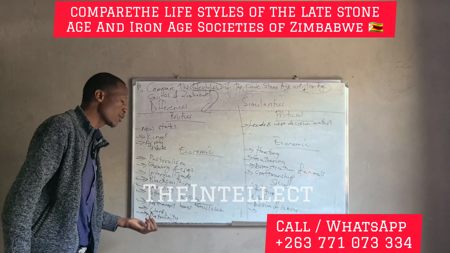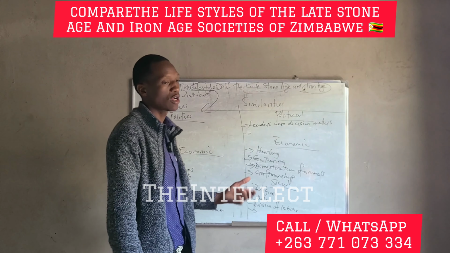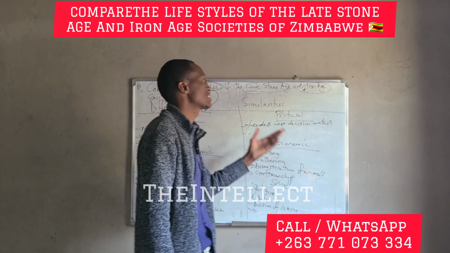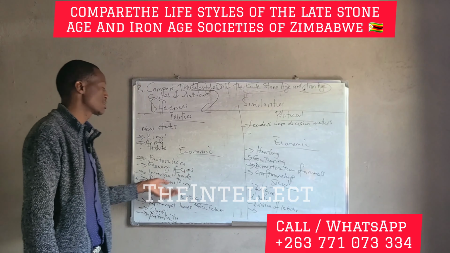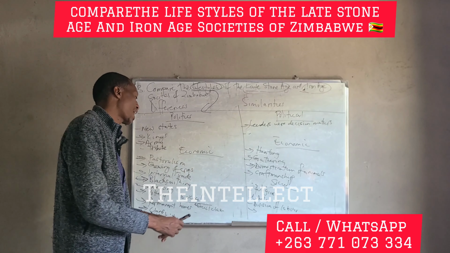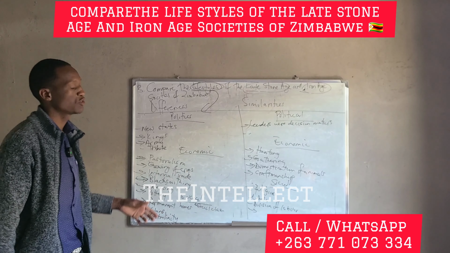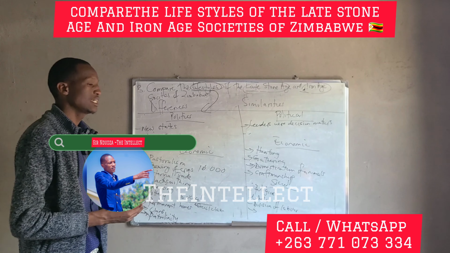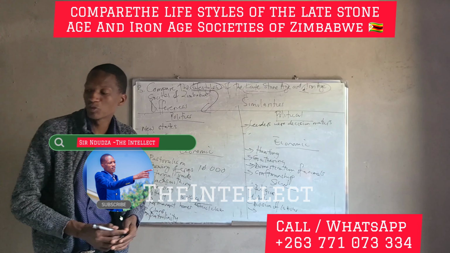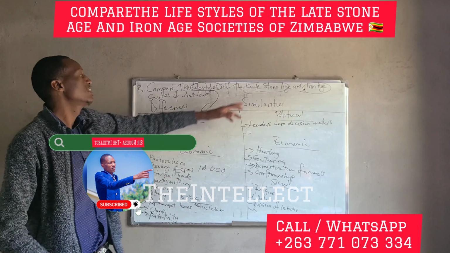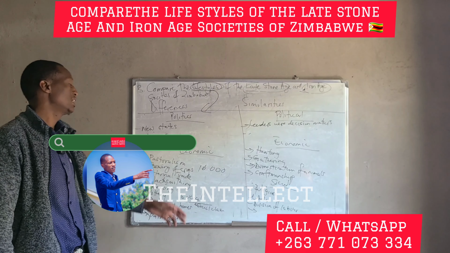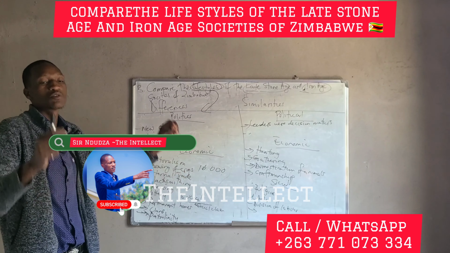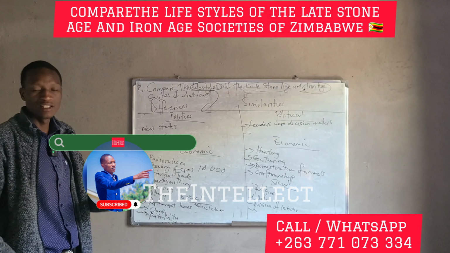Furthermore, there was the growing of crops such as millet, sorghum, and rapoko in order to sustain their families. For example, at Great Zimbabwe, it is said that up to the end of the 12th century, the population had grown to 10,000 inhabitants. So to sustain such a population, there was a need for food production. Whereas in the Late Stone Age period, people lived purely on hunting and gathering.